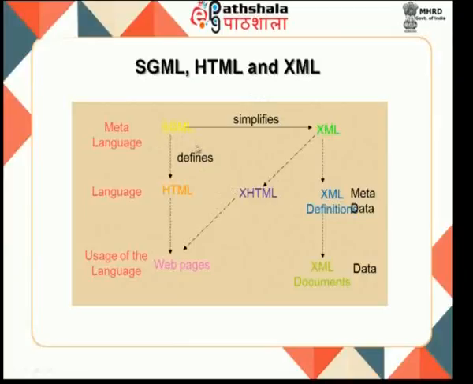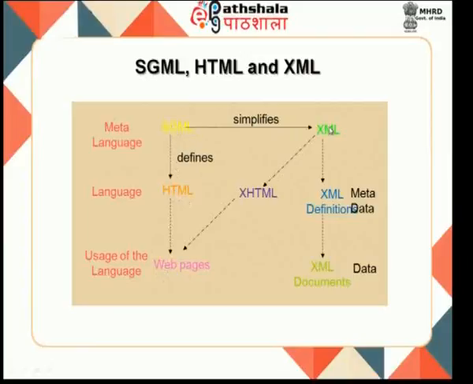SGML was developed as a meta language. SGML was simplified as XML. From SGML we have a defined markup language called HTML. It means that SGML was too complex and HTML was so simple to use to develop any web page. So, an instance of SGML is HTML, and using HTML we are creating web pages.